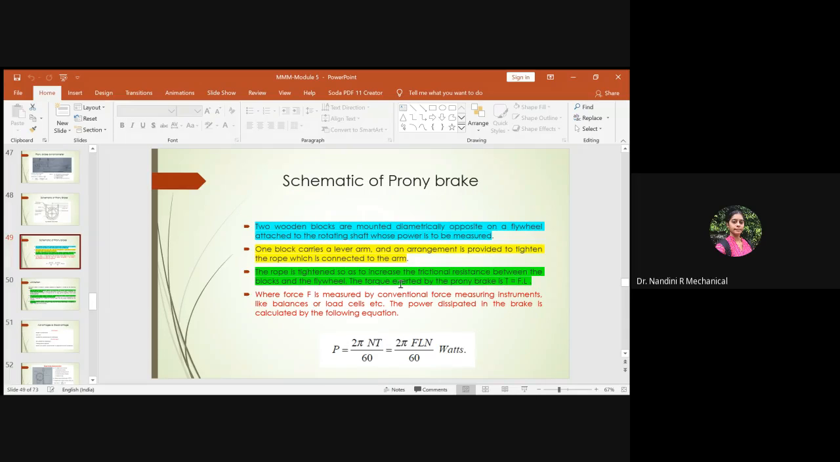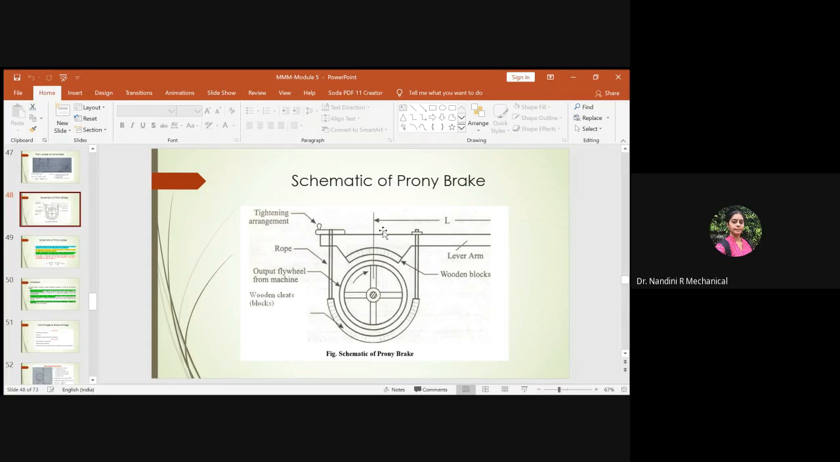So it helps in increasing the frictional resistance between the blocks and the flywheel. Then, when the frictional force has been increased, we can determine the torque exerted by the Prony brake dynamometer. So how will it be calculated? Torque will be equal to the force applied times the length of the lever arm from the center of the shaft to where the weight is being added.